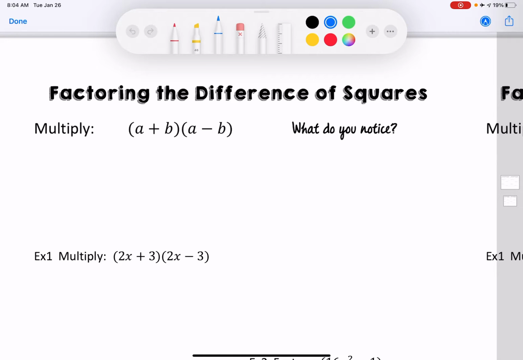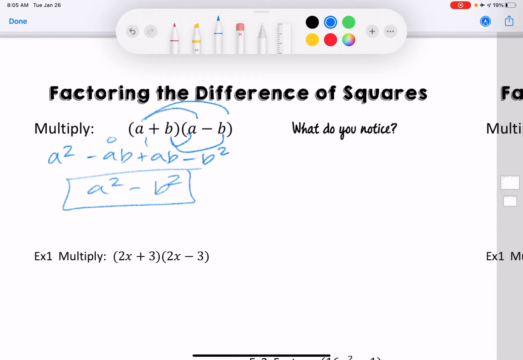So I'm just going to FOIL this one out. We're going to go first, outer, inner, and last. All right, you'll notice your O and I terms right here, these actually cancel out. They zero out. So we are left with a squared minus b squared when we are done.